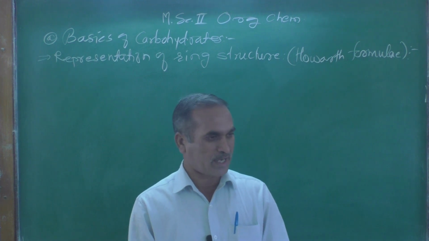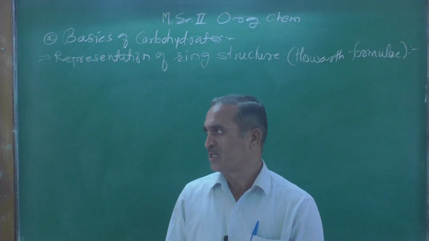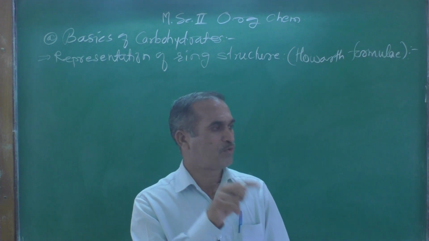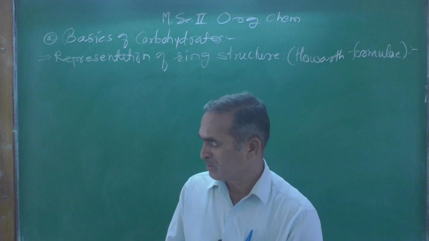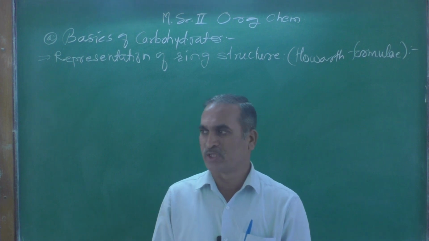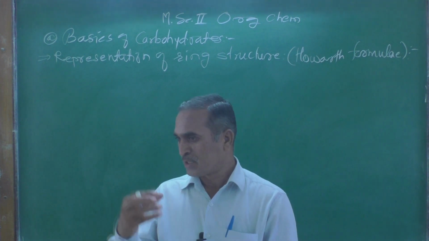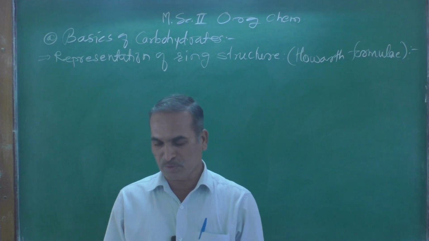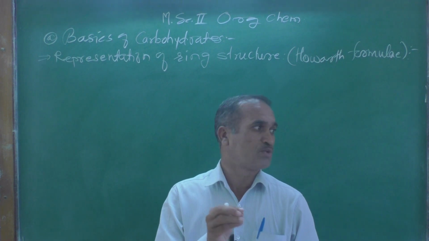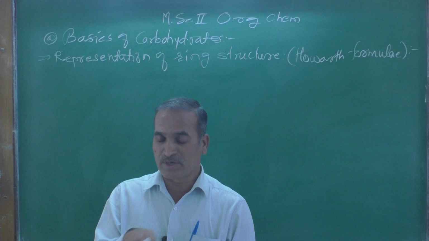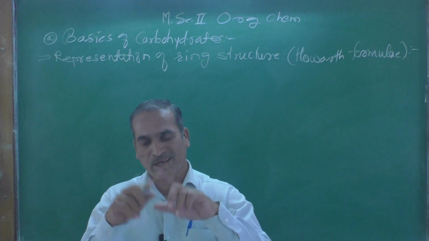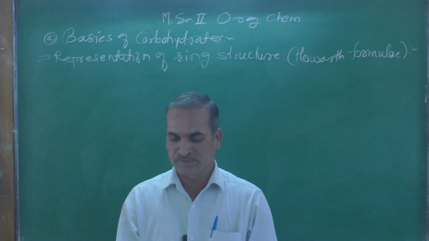Let me tell you once again how this Haworth formulae is better than the Fischer projection formulae. As time passes, we will come to know how it is better than the Fischer projection formula. So it is more convenient, meaning the Haworth formulae or the Haworth ring structure. It is more convenient to represent the ring structure of D-glucose in Haworth projection formulae.